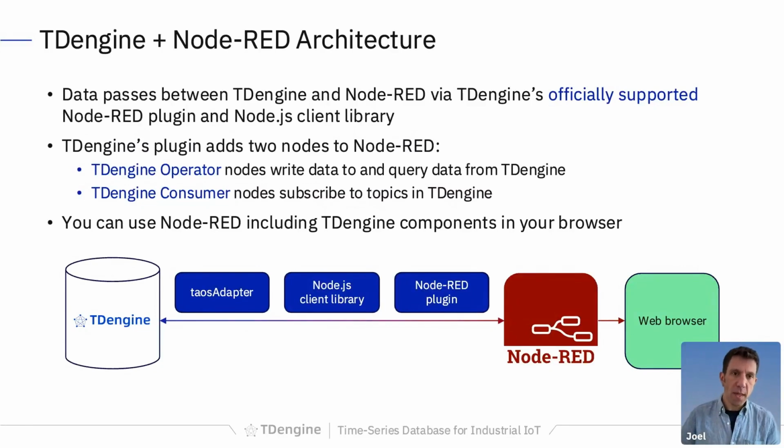And the TDengine plugin adds 2 nodes to Node-RED. It enables the TDengine operator, which allows you to read and write data from TDengine. It also adds a node for the TDengine consumer, which allows you to subscribe to topics from TDengine in a pub/sub type manner.